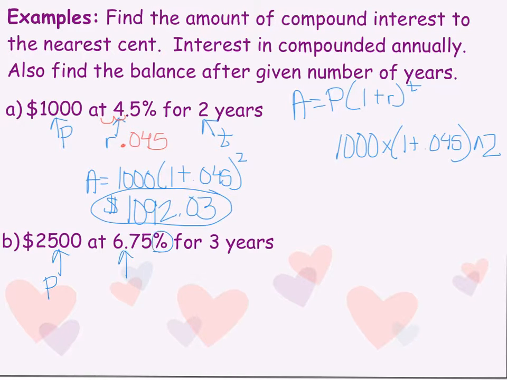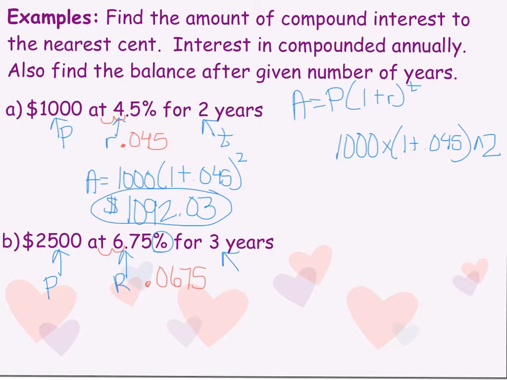6.75, it has the percent sign, so it automatically means this is the rate. But again, it has to be a decimal, so I'm going to move it 2 places to the left, so it'll be 0.0675. Use this whole decimal. Some of you guys like to only use part of it. You need to use this whole decimal in order to get the correct answer on this one.